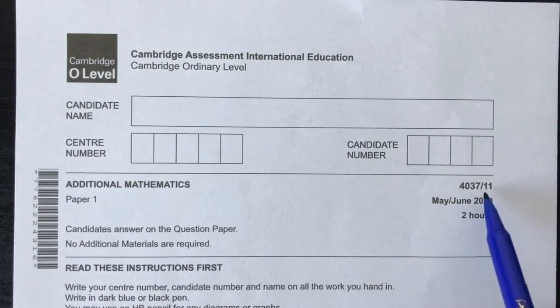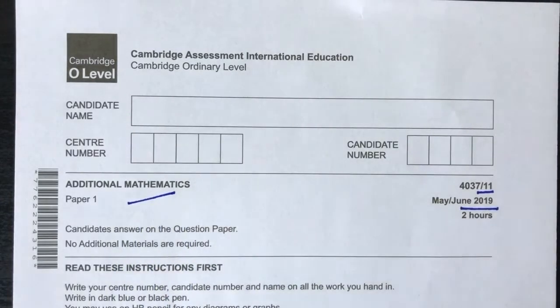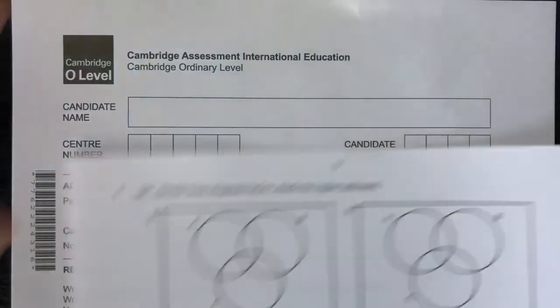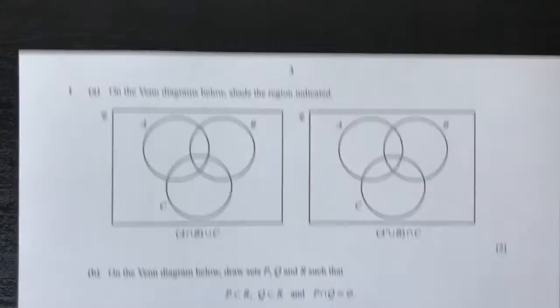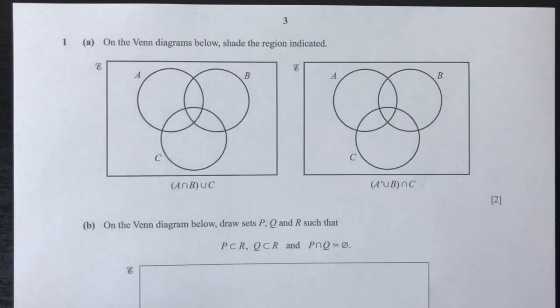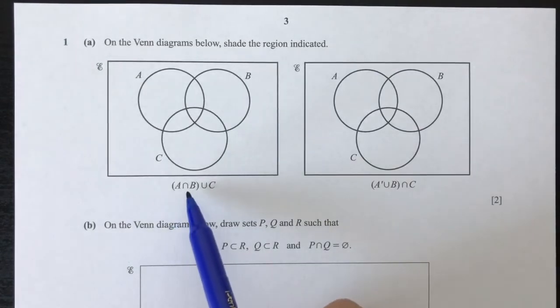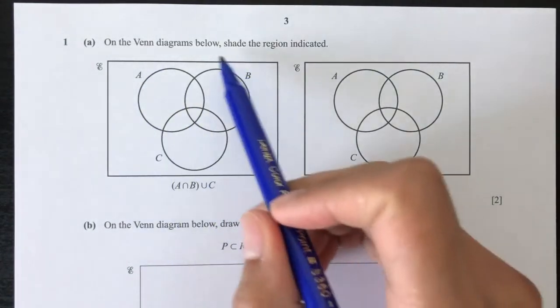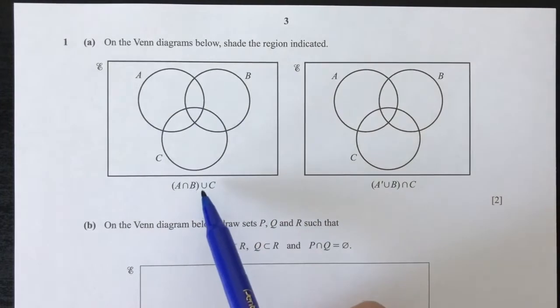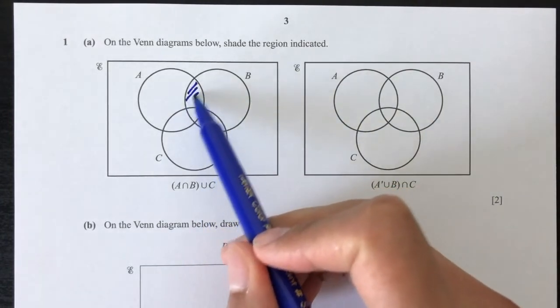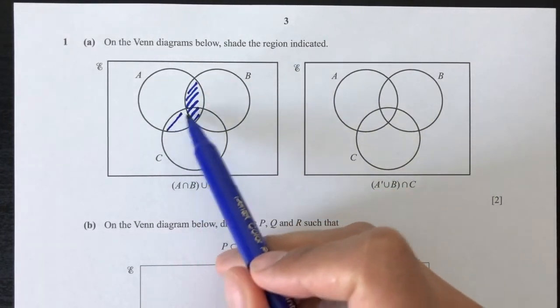This one is paper 1-1 of May-June 2019 of AdMath. So let's move on to question number 1. On the Venn diagram below, shade the region indicated. For the first one, it is A intersection B. So A intersection B will be this one, union C. So it will be this and C.